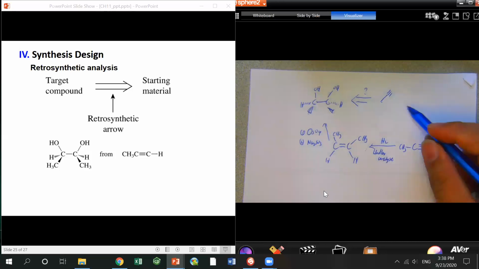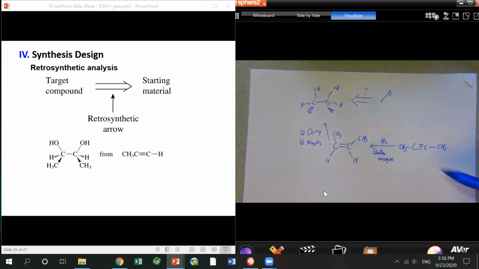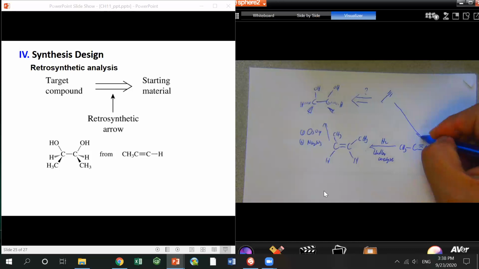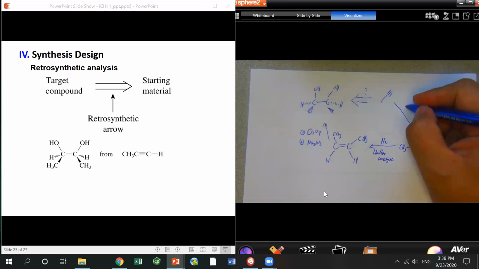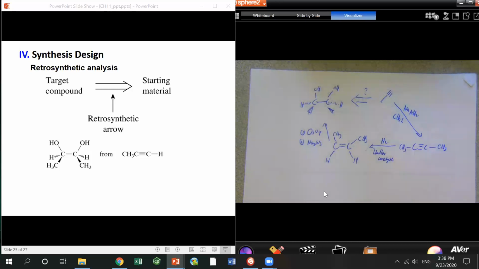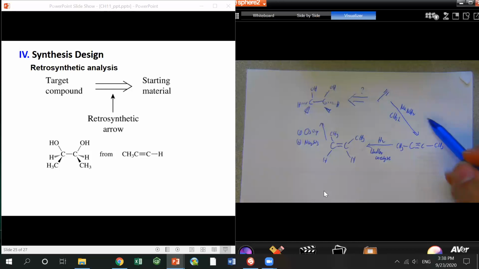Yeah, so that's no problem, we can see the addition case. And then in this case, we just add one methyl group onto the terminal alkyne. That's what we learned in the previous chapters. Just sodium amide, followed by methyl iodide.